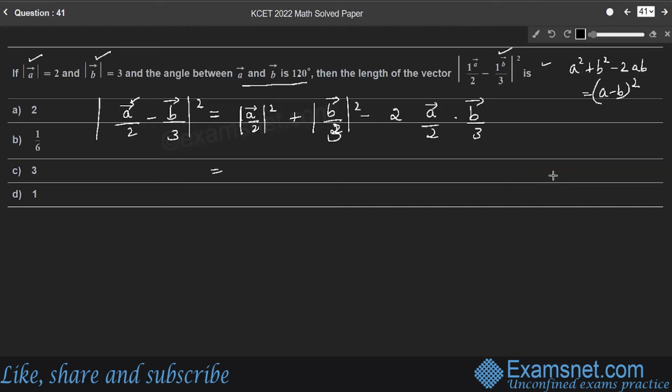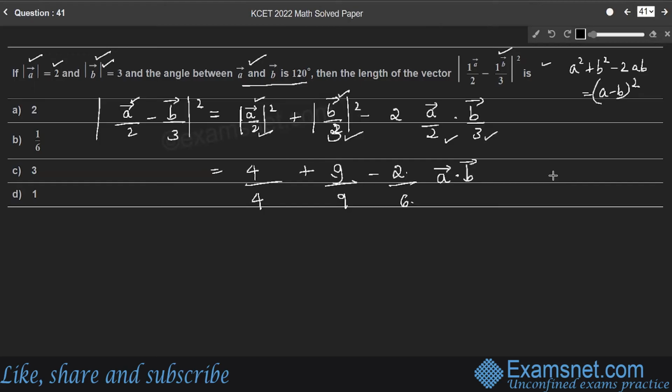Therefore here, mod of vector a square, where mod of vector a is 2, so it is 4. Mod of vector a square is 4 by 2 square, it is again 4, plus mod of vector b square, where mod of vector b is 3, 3 square is 9, by 3 square is again 9, minus 2 into, so here 2 into 3 is 6, right? 2 by 6 into the dot product of vector a and b.